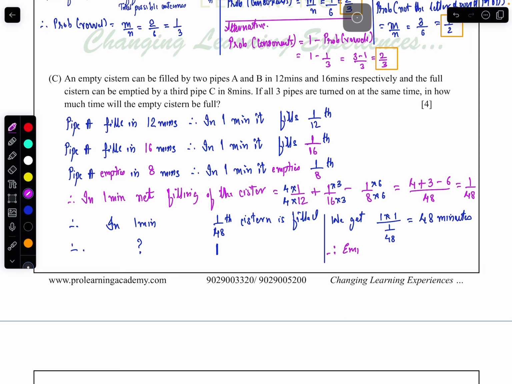Therefore, the empty system will be filled in 48 minutes. So for every word problem, an answer statement is a must.